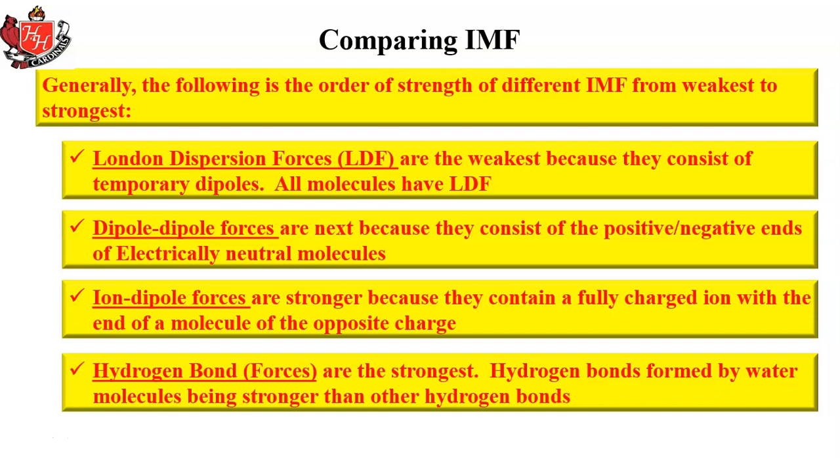And finally, hydrogen bonds are considered, they're really not bonds though, they're really forces. They're not chemical bonds. So it's kind of a poor name for them, but that's the name they gave it. So hydrogen bond forces are the strongest. Hydrogen bonds formed by water molecules are stronger than other hydrogen bonds, those formed by nitrogen or fluorine.